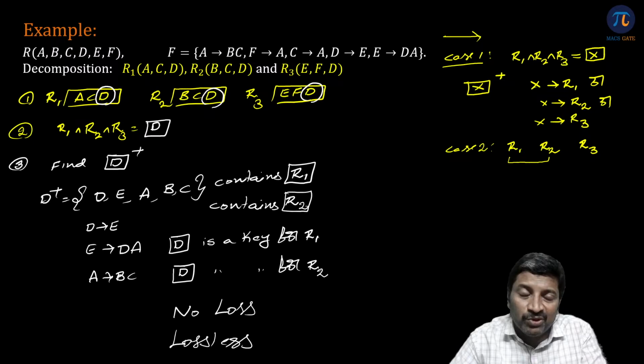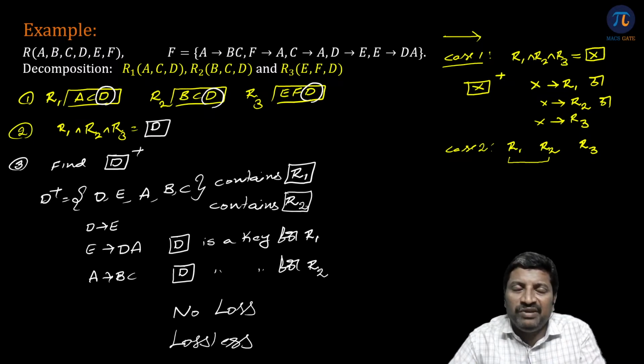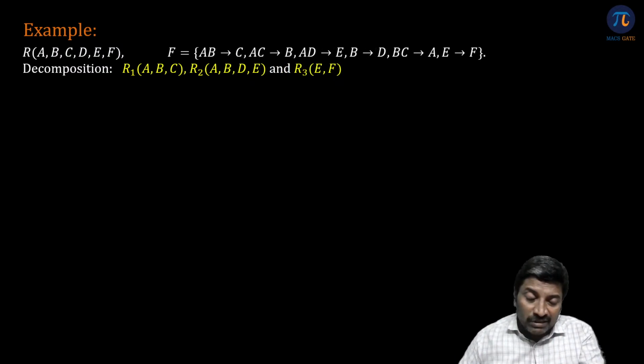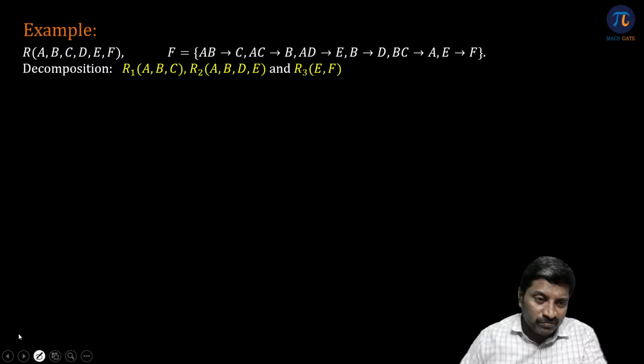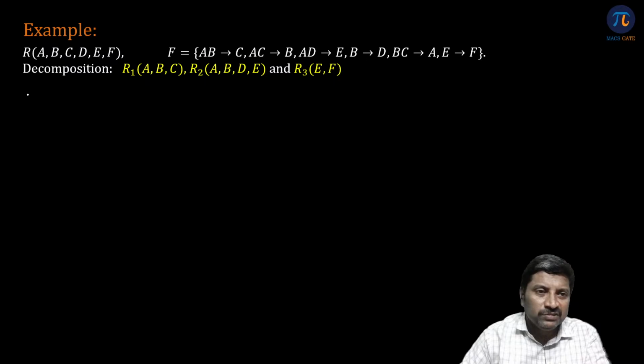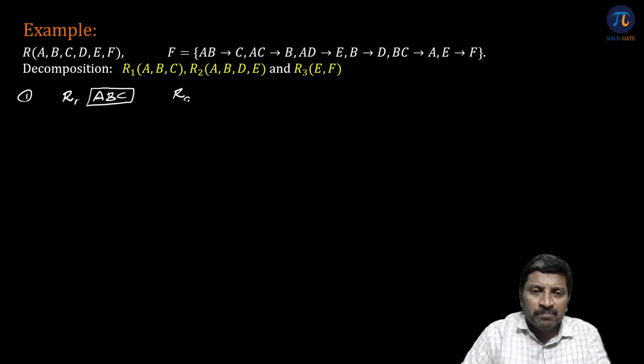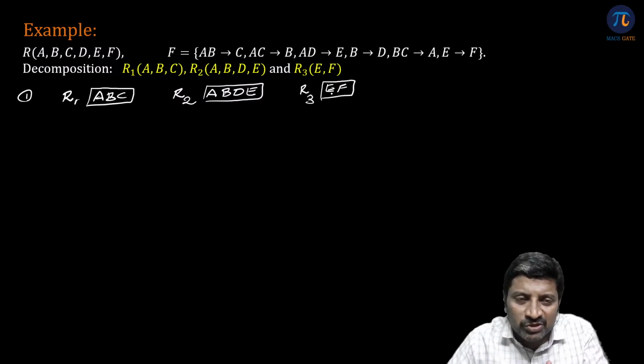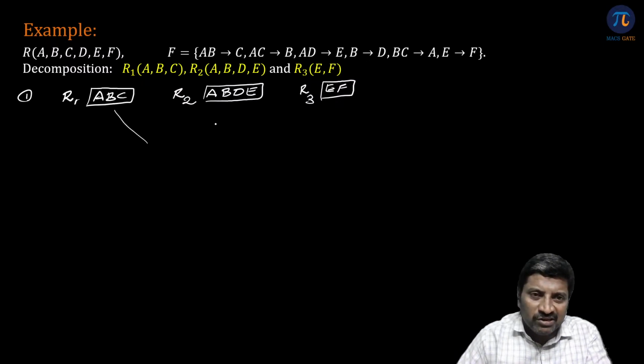Now let us consider one more example in which all the tables do not have a common attribute. Let us consider this one. Please observe, sir, all the three tables don't have a common attribute. First, let me write it, sir. R1, A, B, C. R2, A, B, D, E. E, F. So what I do is I consider two tables which have a common attribute. These two have a common attribute, sir.